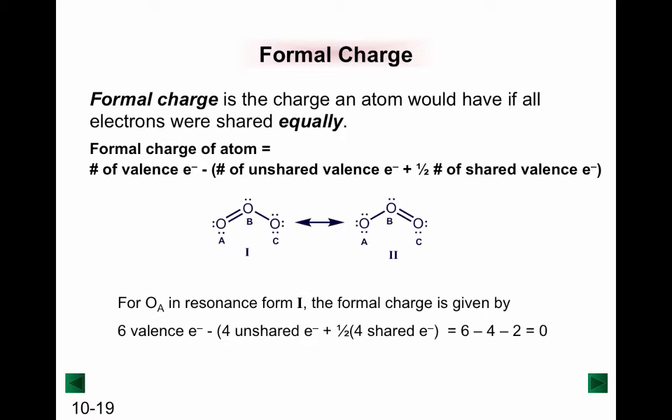Oxygen A has 6 valence electrons. It has 4 unshared electrons and 1/2 of 4 bonded or 2 electrons. Therefore, the formal charge on oxygen A is equal to 6 minus 4 minus 2, which equals 0. Do you see this? Try calculating the rest of the formal charges for all of the oxygen atoms remaining before moving on to the next slide where you can check your work.